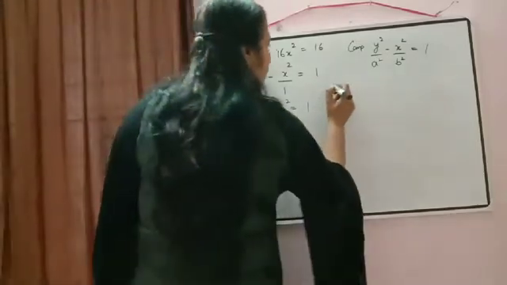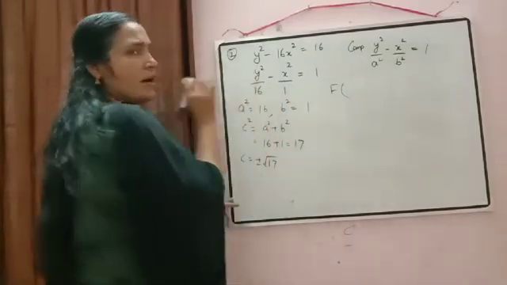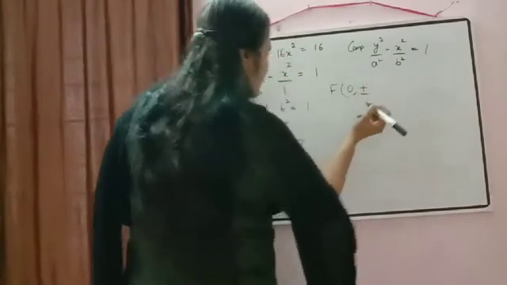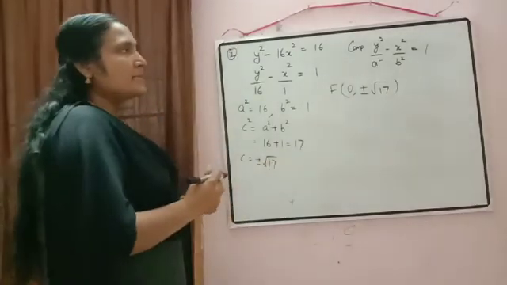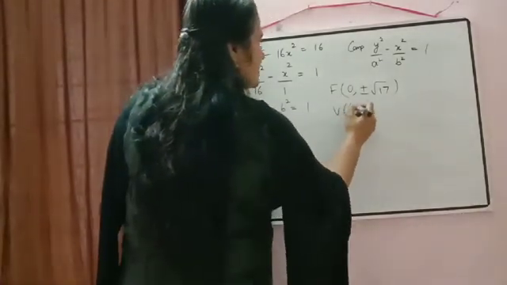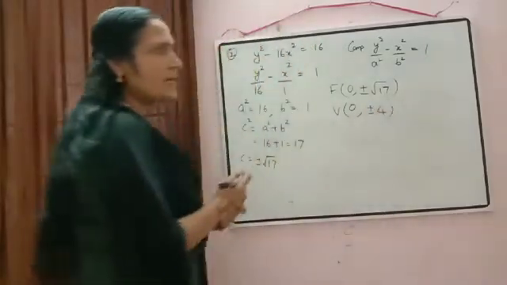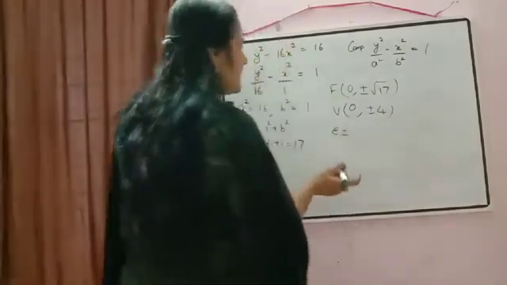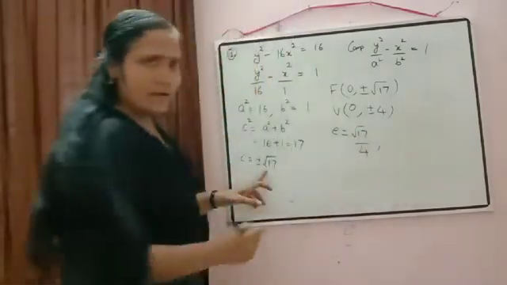What is needed there? Foci. Coordinates of foci. Now our transverse axis is along the y axis. So coordinates of foci will be equal to 0, plus or minus c. So 0, plus or minus root 17. Coordinates of vertices 0, plus or minus a. What is the value of a here? 4. So we will write down here 0, plus or minus 4. Then what is needed here? Eccentricity. Eccentricity is equal to c by a. Then we will get here root 17 by 4.